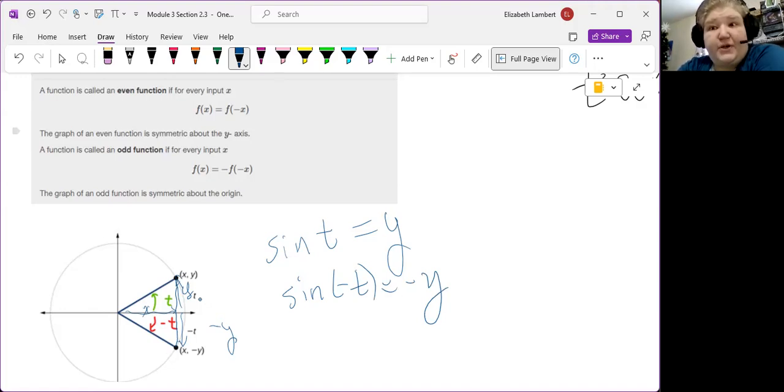Since all the trig functions are even or odd, if it's not even, it's odd. I know, kind of a cop-out answer. Now this is just your basic trig functions with no other transformations. You put some transformations in there, you shift it around, that'll change things. But we'll see that more in later chapters. So the sine of negative t is negative y.